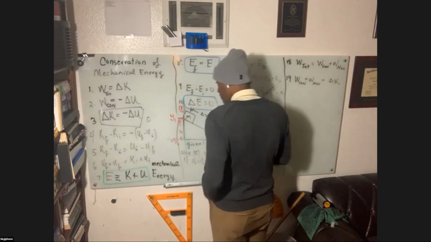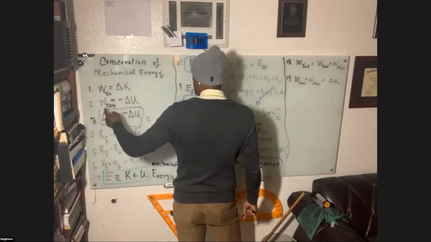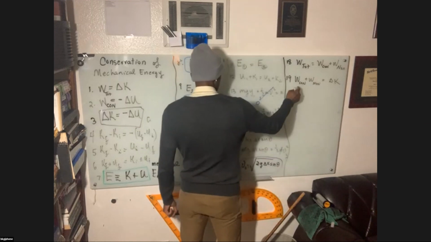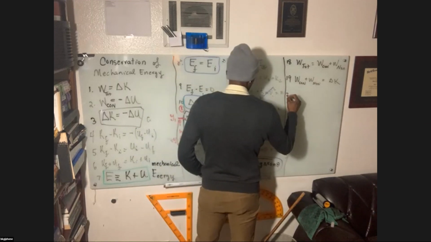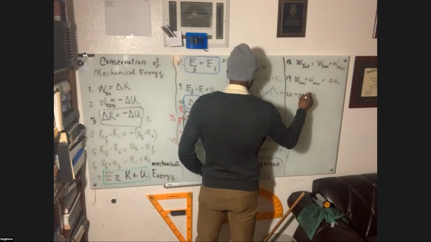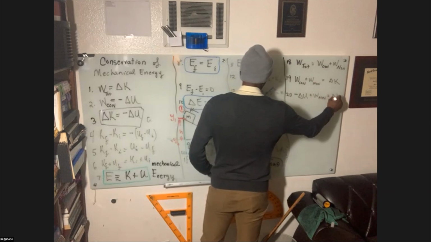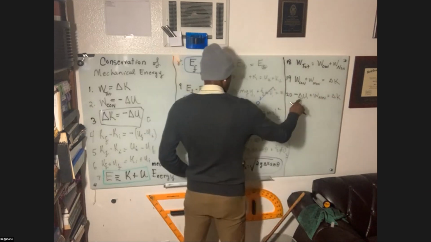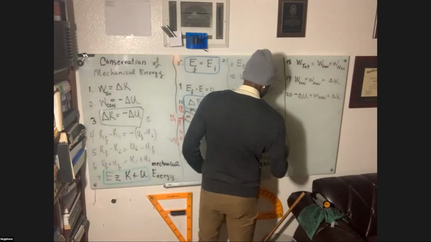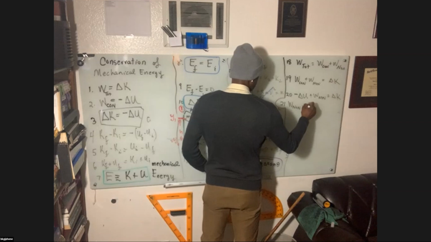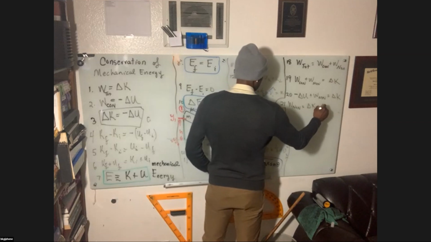But now, from equation 2, I see that work con is equal to negative delta U. So I can take equation 2 and put it into equation 19 right here. So what I'm going to have is negative delta U plus work non equals delta K. Okay. Now I'm going to take the negative delta U to the other side. And now what I have is work non equals delta K plus delta U.